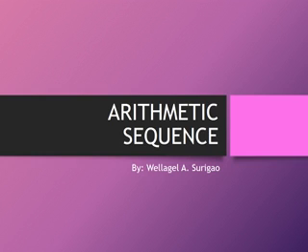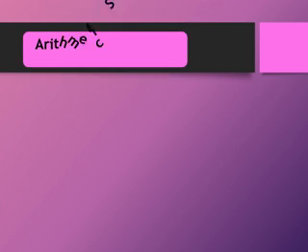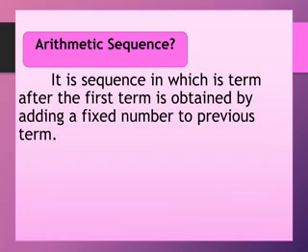Arithmetic sequence. So what is an arithmetic sequence? It is a sequence in which each term after the first term is obtained by adding a fixed number to the previous term.